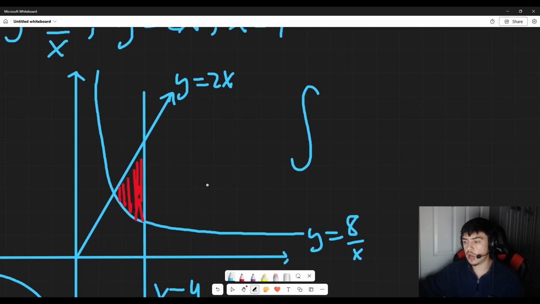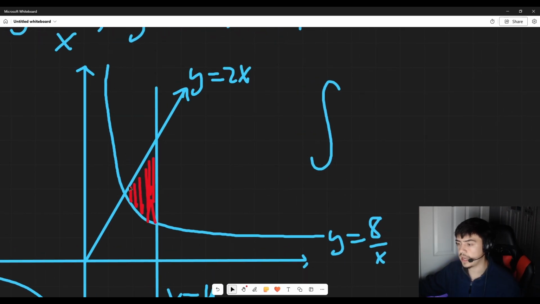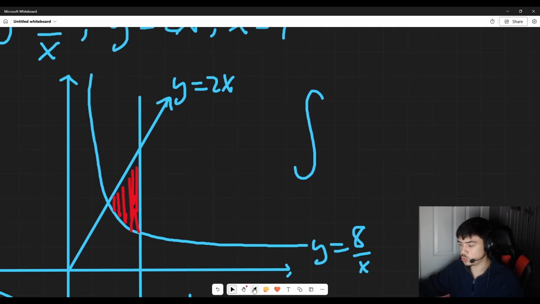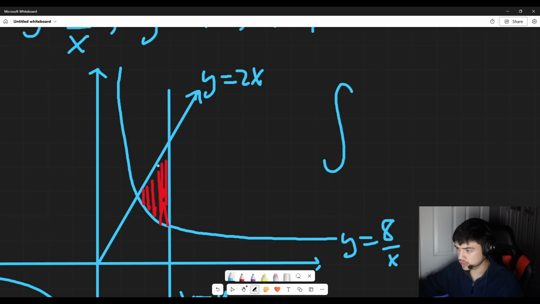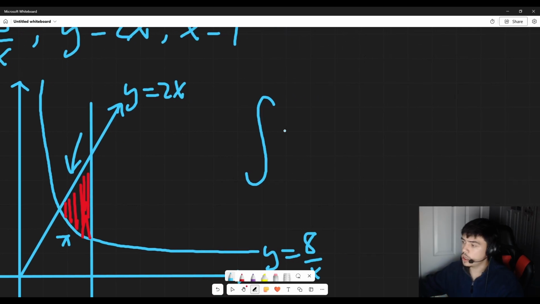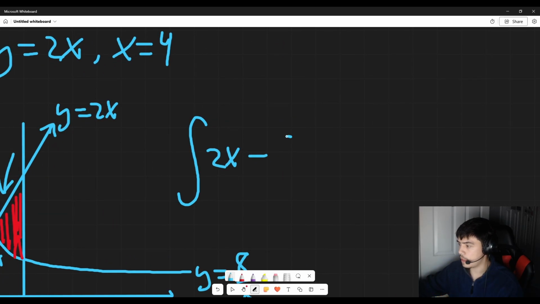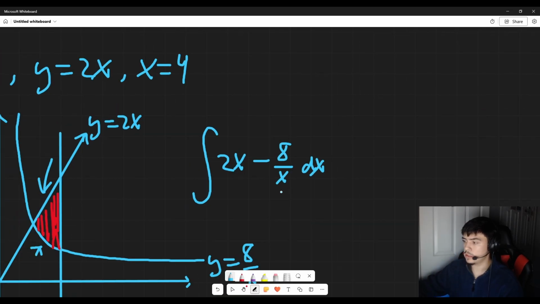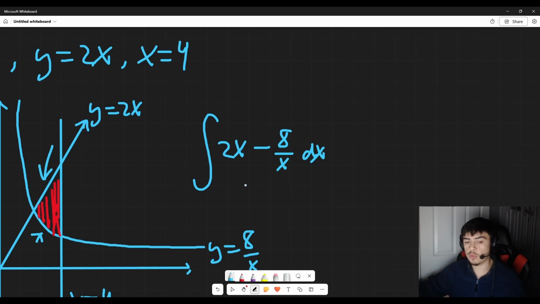And looking at this, our top function is the line y equals 2x, right? Which one is on top of the other one? Obviously, this line y equals 2x is above y equals 8 over x. So that's going to be our top function. So we're going to go ahead and write 2x minus 8 over x dx.